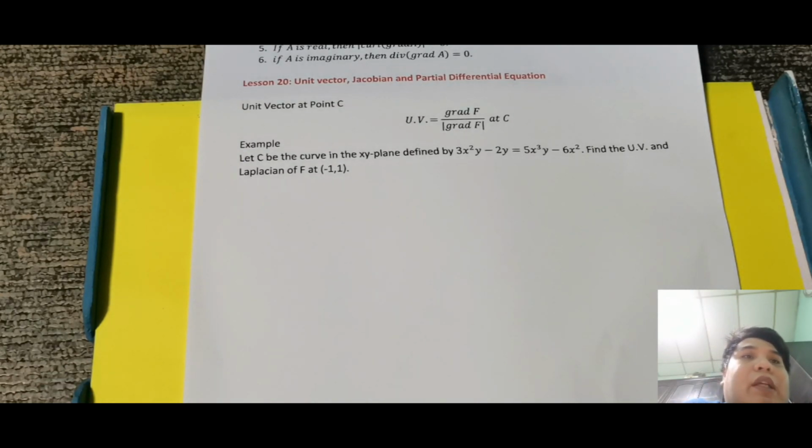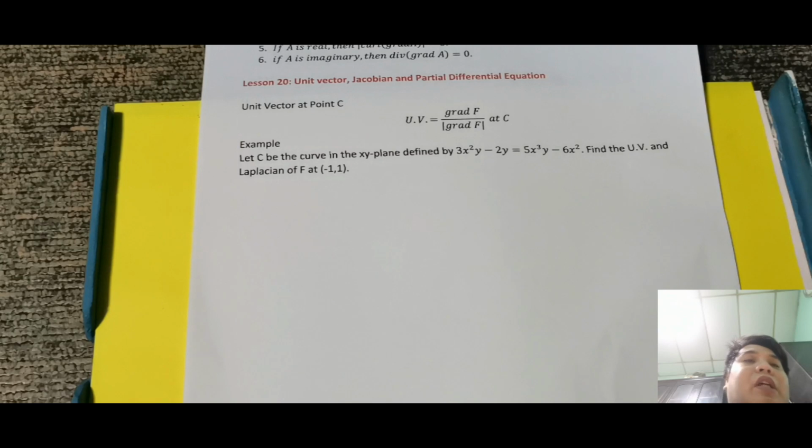Ito na yung last topic sa ating vector calculus or vector complex calculus. So, lesson 20 is all about the unit vector, the Jacobian, and the partial differential equation. Okay, so let's start with the unit vector at point C. So, at specific point. So, that UB stands for unit vector.